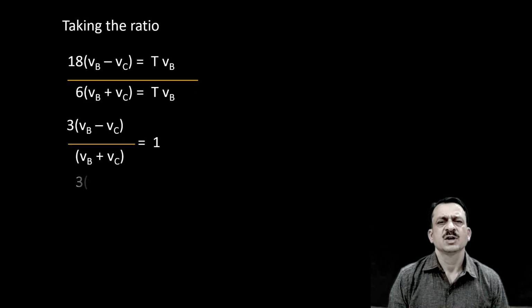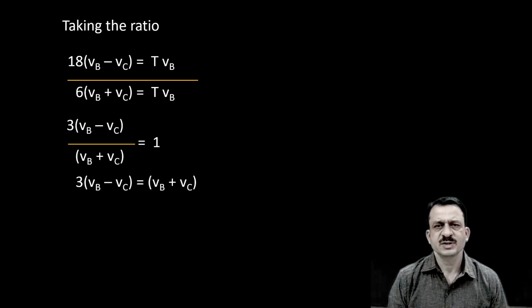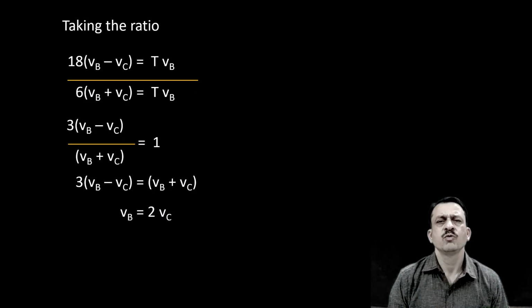Okay. Now cross multiplying, 3 into (VB minus VC) is equal to VB plus VC. Now if we take VB on one side, 3 VB minus VB is 2 VB, that is equal to 3 VC plus VC. The minus VC is moving to the right hand side, therefore it is plus. Therefore we will get 2 VB is equal to 4 VC, or VB is equal to 2 times VC. That means the velocity of the bus is twice that of the velocity of the cyclist.